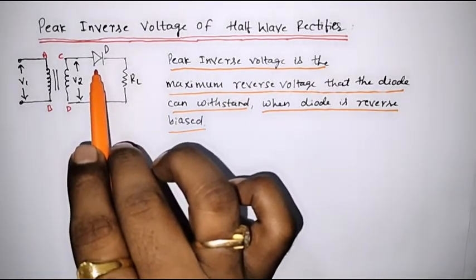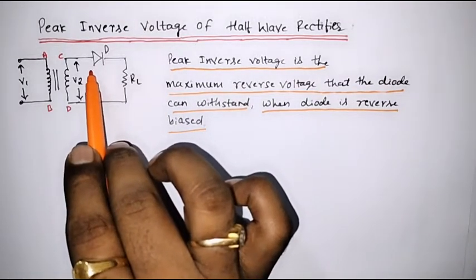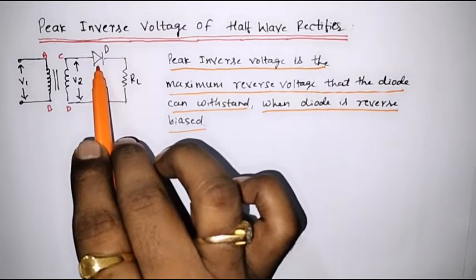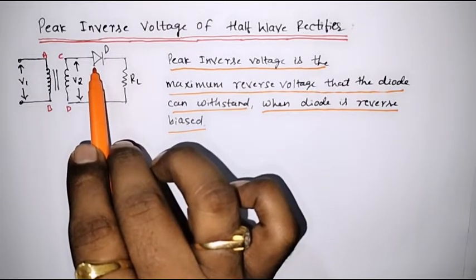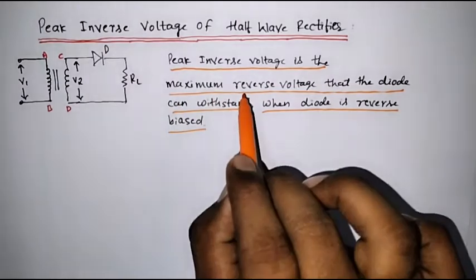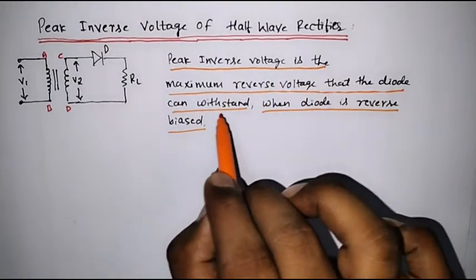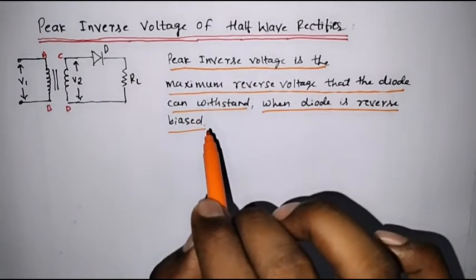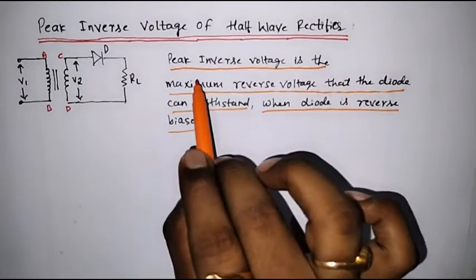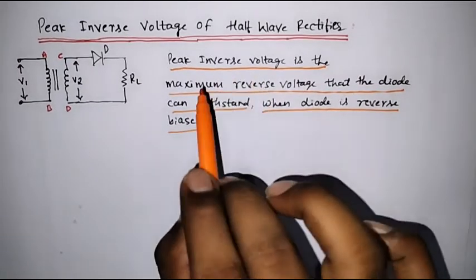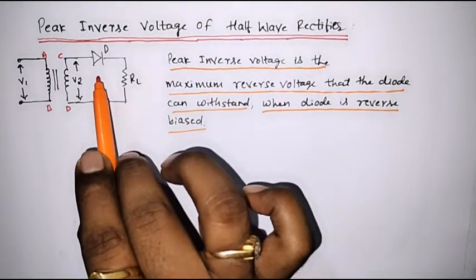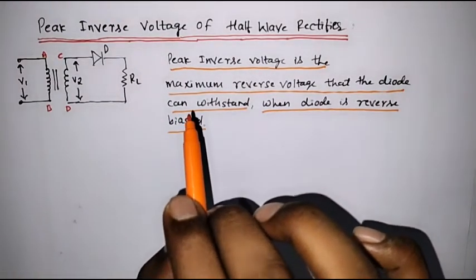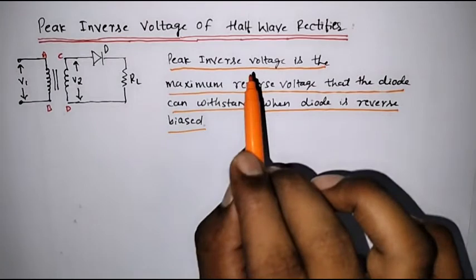If we increase the reverse voltage beyond some particular voltage, then reverse breakdown occurs and the diode will get damaged. The maximum reverse voltage that the diode can withstand is nothing but peak inverse voltage. That is, if we increase the reverse voltage beyond peak inverse voltage, then reverse breakdown occurs and the diode will get damaged. Let us calculate the peak inverse voltage of the half wave rectifier.